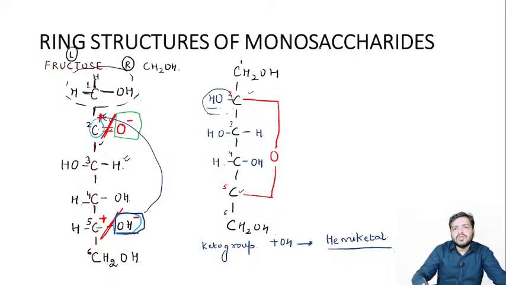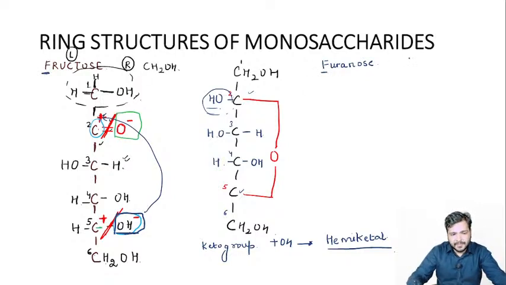Now we are going to draw the ring structure. Remember, it is the furanose ring for fructose. Remember by the name: F for fructose and F for furanose, which is simply F, F and F. That is a 5-membered ring. Now remember that again I'm starting with the same concept.